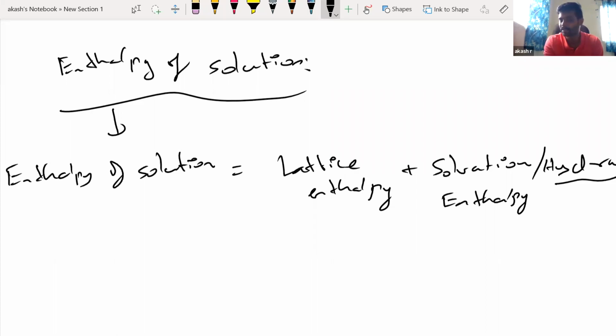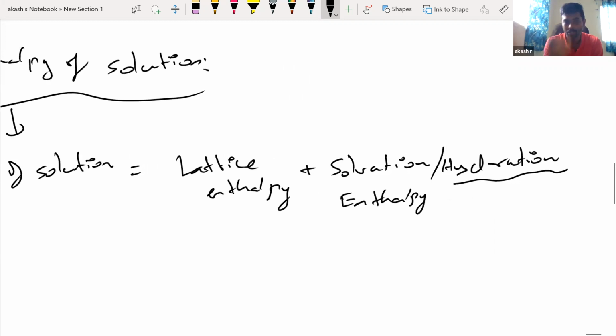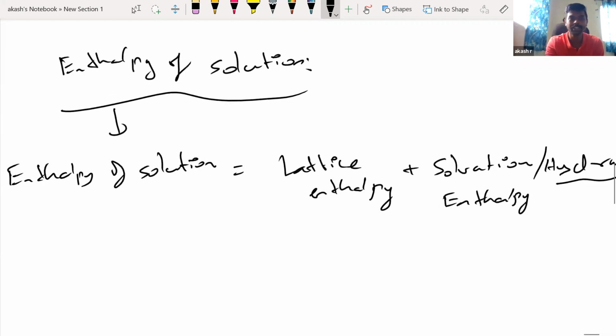Now, why is it like this? First, we will try to understand. Why is it that the enthalpy of solution is actually like this? It is very simple to define the enthalpy of solution. Enthalpy of solution is basically the enthalpy change occurring when a solution is formed.